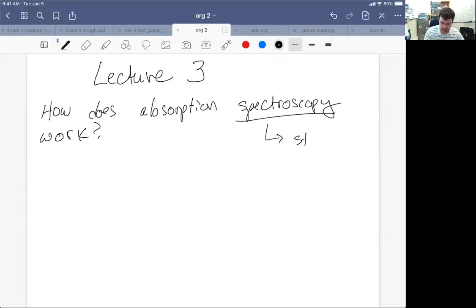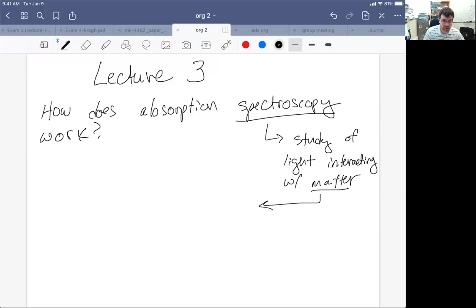So, spectroscopy, study of light interacting with matter. And then matter is stuff with mass. Hate to reduce this definition too much more, but that's what we need to worry about for understanding this lecture. So what we have is light interacting with stuff with mass.